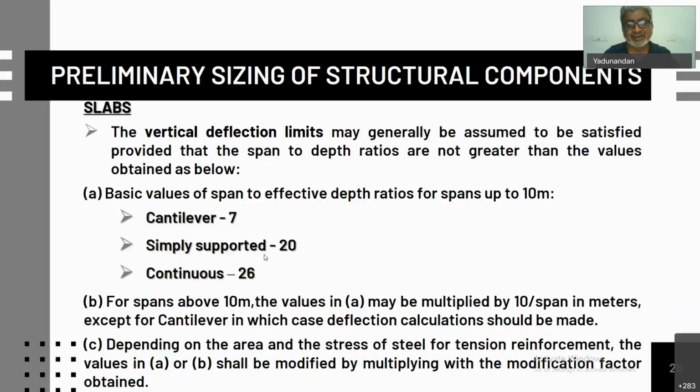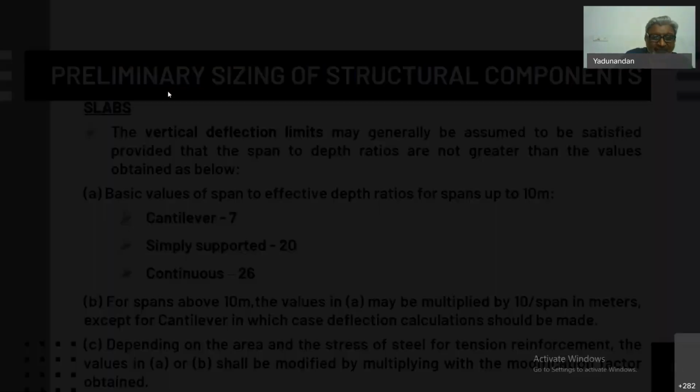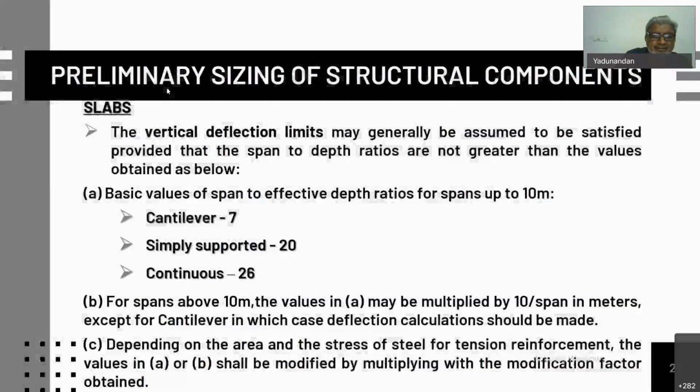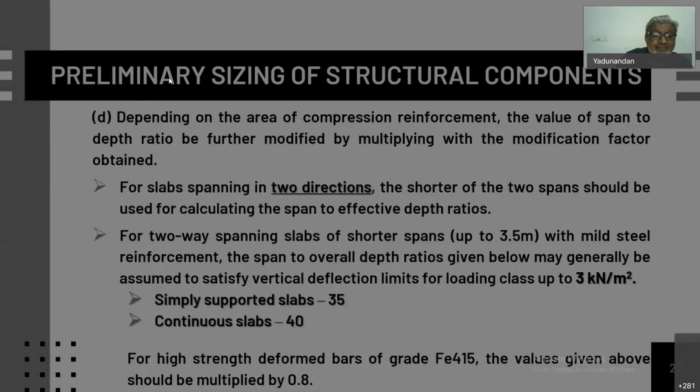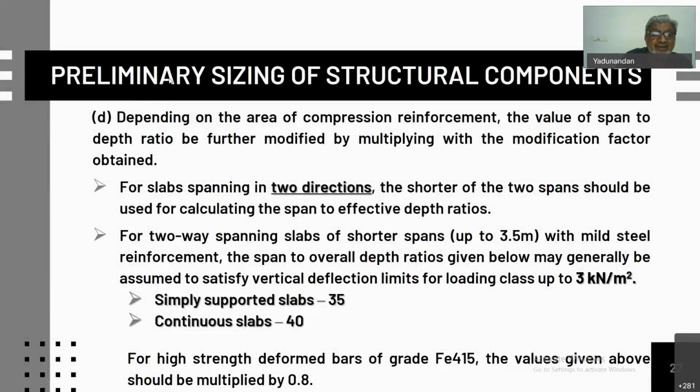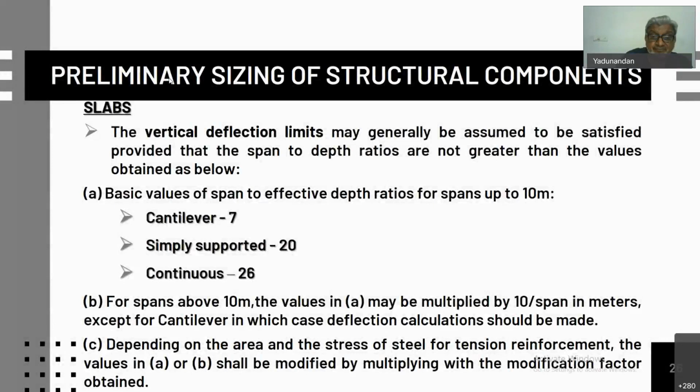These values are actually given for a basic span within 10 meters, for I guess 250 grade steel, and for certain standard loads of 3 to 4 kilonewton per meter square.